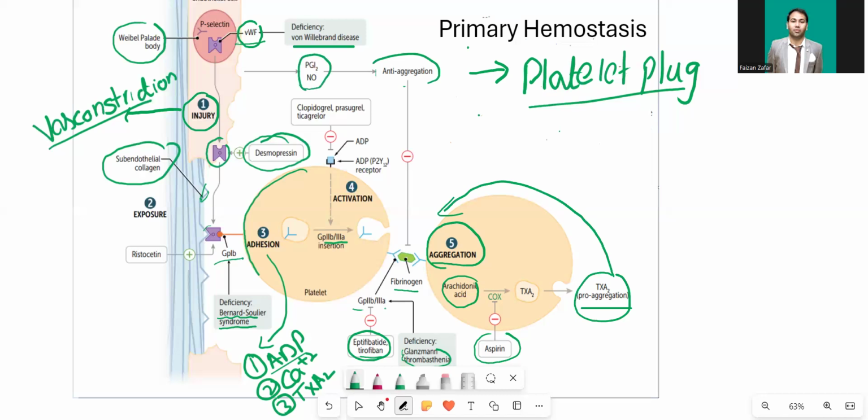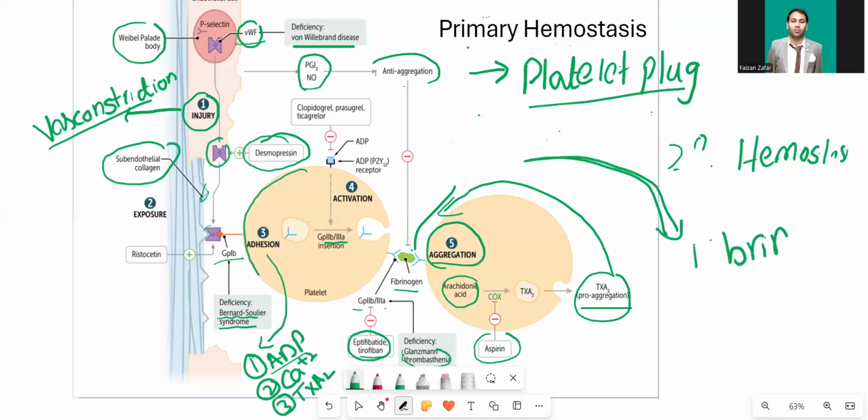So what is secondary hemostasis? Secondary hemostasis means the conversion of fibrinogen, which is soluble, into fibrin. Fibrin is insoluble. So the conversion of this soluble fibrinogen into fibrin is known as secondary hemostasis.